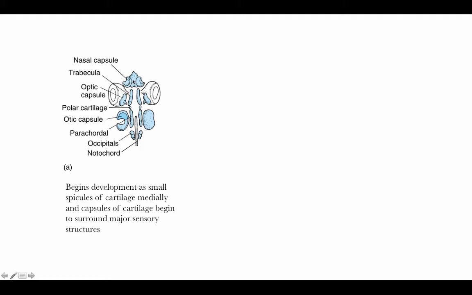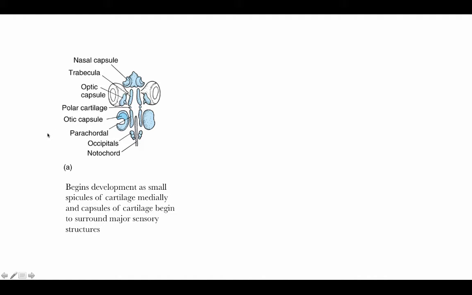And then the other very early thing to develop are the sensory capsules. So we have the nasal capsule, which is going to form the nose, the optic capsules, which are going to be the eyes, and then the otic capsules, which are going to surround the ears, the hearing and balance apparatus.